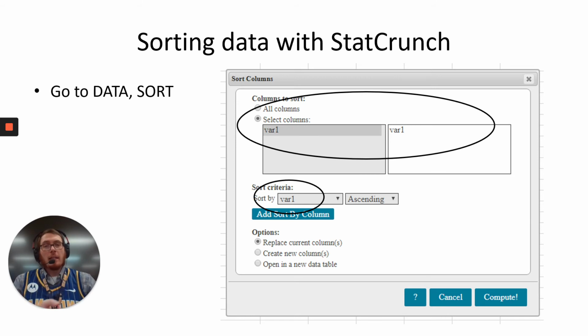So one thing you may need to know for StatCrunch is how to order numbers. If you haven't figured out how to do that yet, you go to Data, Sort, and select the column you want, and then hit Compute. You should be able to see the data sorted from least to greatest, for example. That's going to be really helpful when you find things like the median and the percentiles in order to figure out how to find those answers.